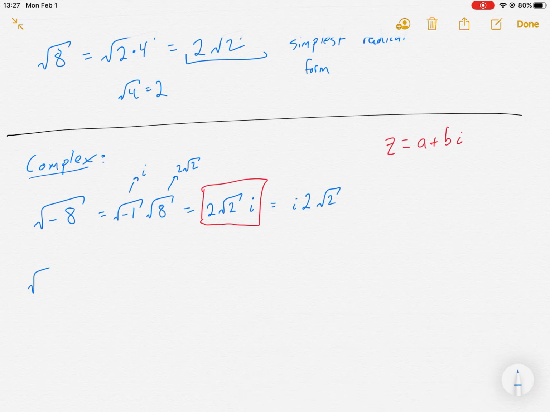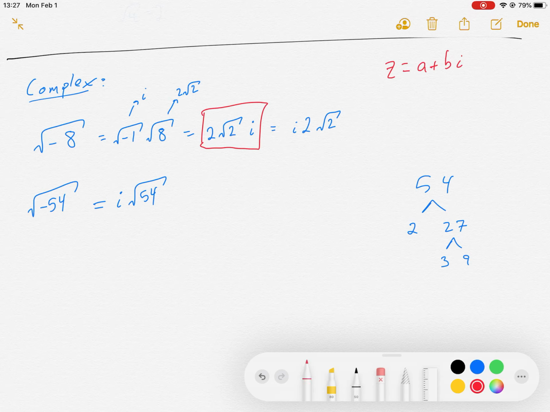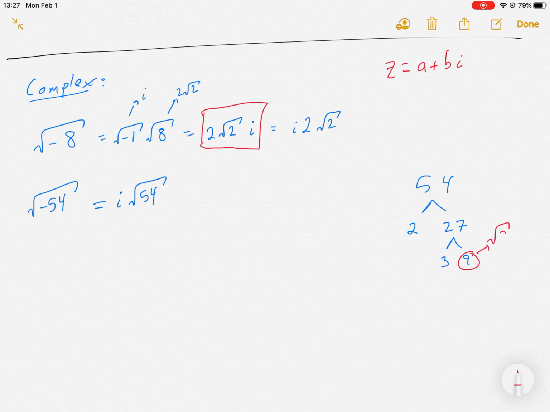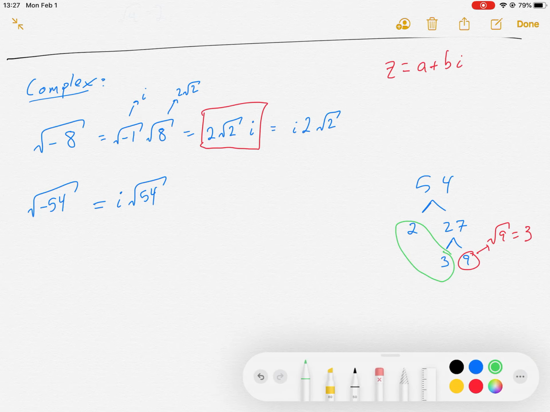Let's take a look at another example. So let's do the square root of negative 54. What I'm going to start off by doing is just to remind myself, I'm going to put that i out front, and then I'm going to think about 54. So 54, the first thing that comes to mind is that this would be 2 times 27. I don't have any perfect squares yet, so let's break up 27. Well, that's 3 times 9. Now I do know that 9 is a perfect square because the square root of 9 is 3. And then I'm left with the 2 and the 3 under the square root.